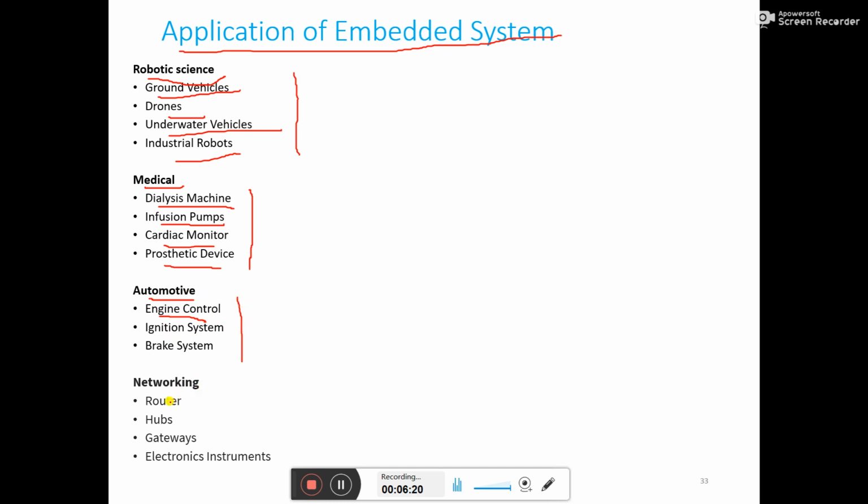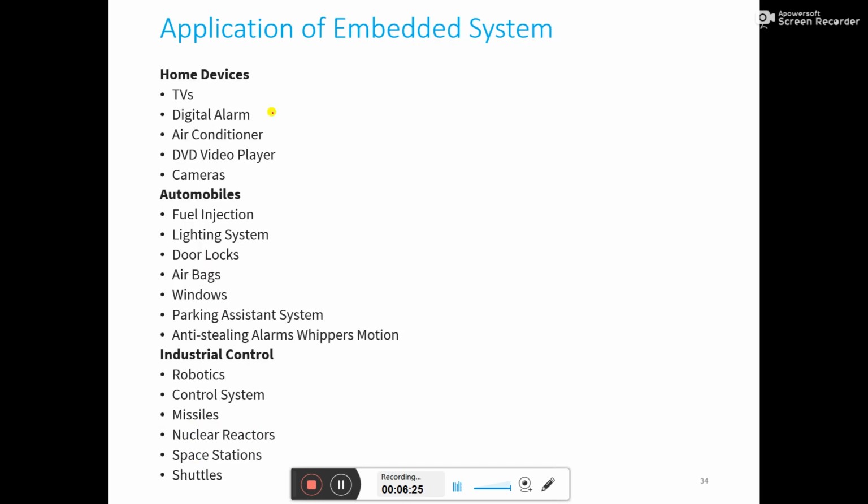In networking, we have routers, hubs, gateways and electronic instruments. We should know that these types of application systems are available in the market. We have home devices: televisions, digital alarms, air conditioners, DVD video players, cameras. Automobile systems include fuel injection systems, lighting systems, door locks, airbags, windows, parking assistance systems, anti-skid alarms and monitors. All these things are used in the automobile industries.